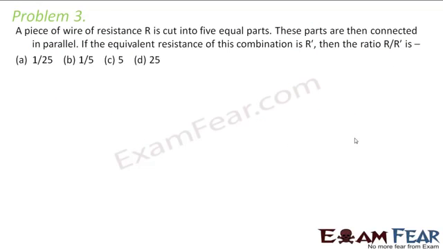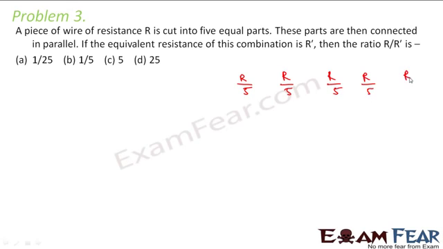Let us look at problem number 3. It says a piece of wire of resistance R is cut into 5 equal parts. These parts are then connected in parallel. If the equivalent resistance of this combination is R dash, then the ratio R by R dash is which of these options? So now you have a piece of wire R which is cut into 5 equal parts. So each part will be R by 5.